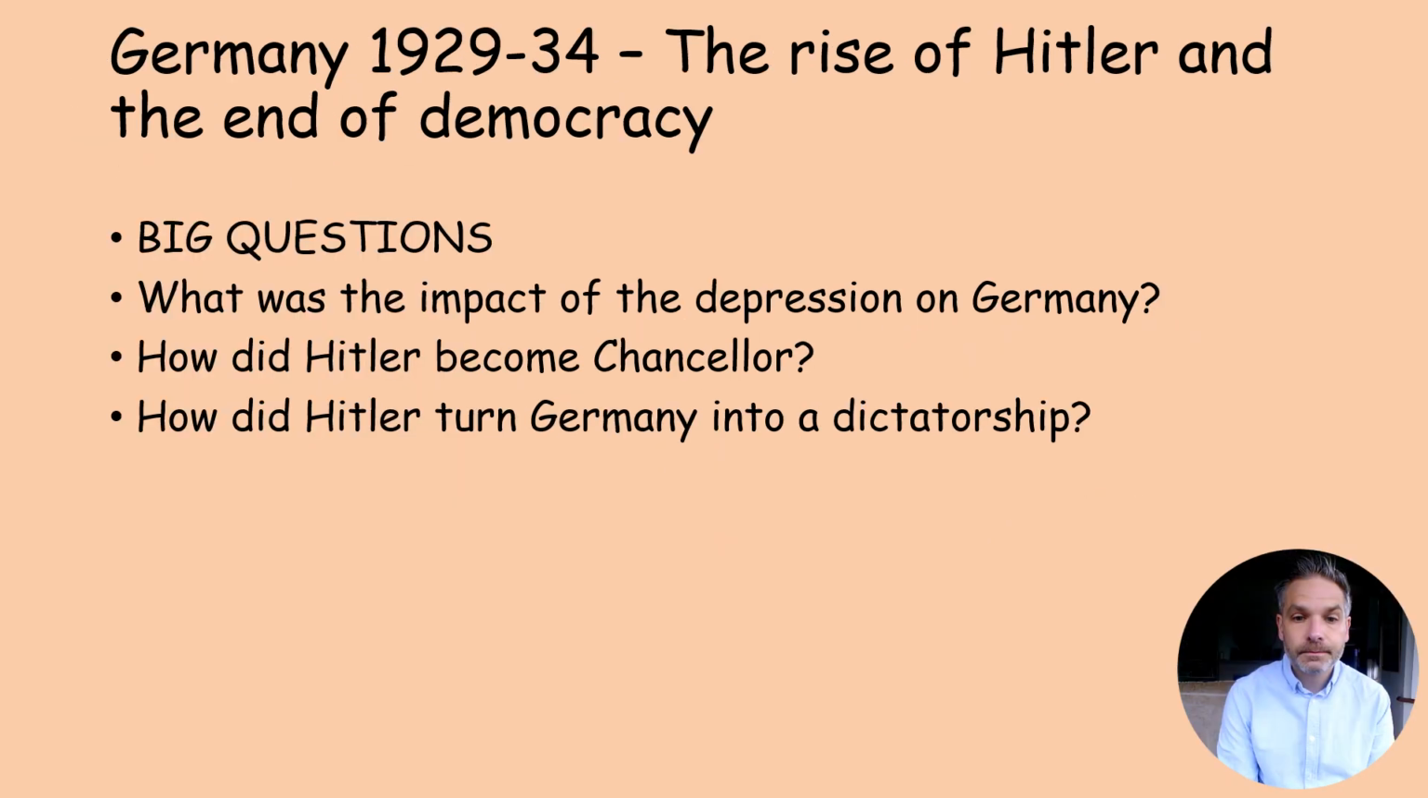So now we're moving on to the second part of the course. And the second part of the course is from 1929 to 1934, which is all about the rise of Hitler and the Nazis, and then the destruction of democracy in Germany. The three big questions we will focus on are: what was the impact of the Depression on Germany? How did Hitler become Chancellor? And finally, how did Hitler turn Germany into a dictatorship? So those are the three big questions we're going to focus on.